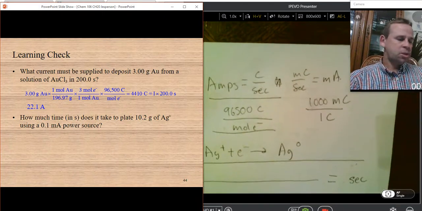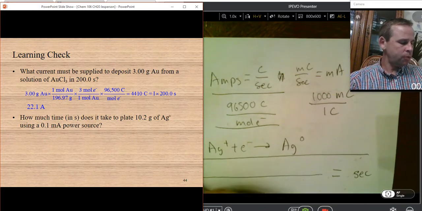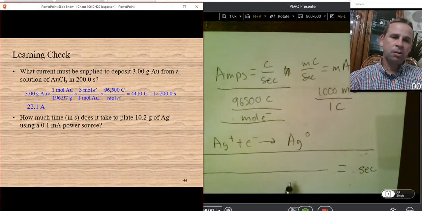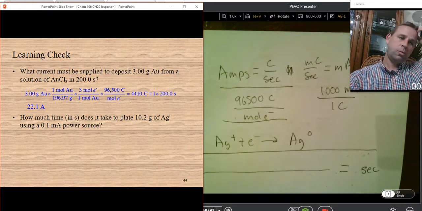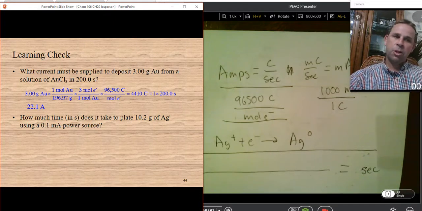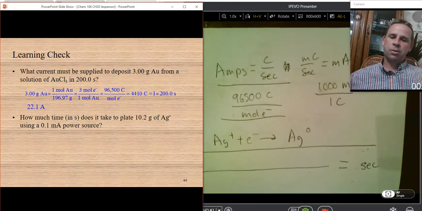So given that much information, see if you can work with your neighbor now for a bit and try to identify how to fill this in to answer the question. Give yourself about 90 seconds for this one.